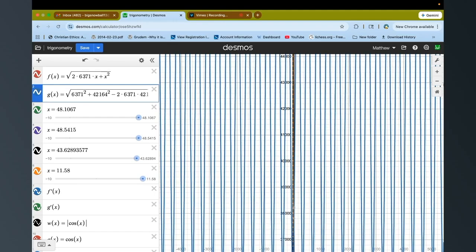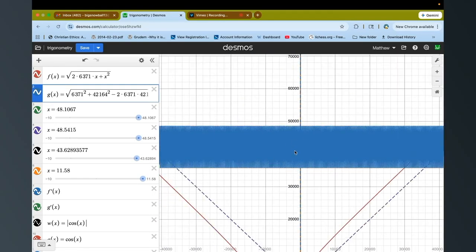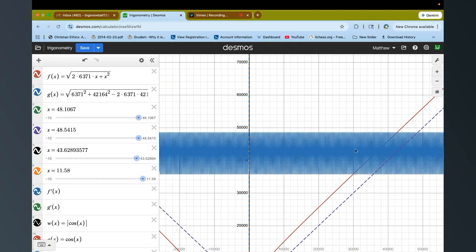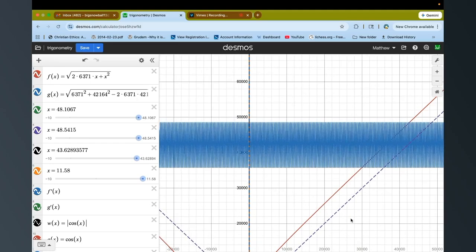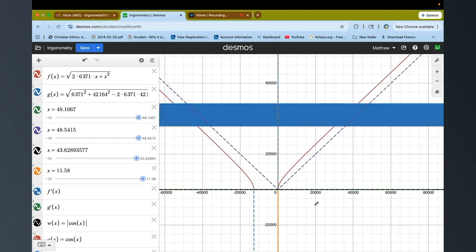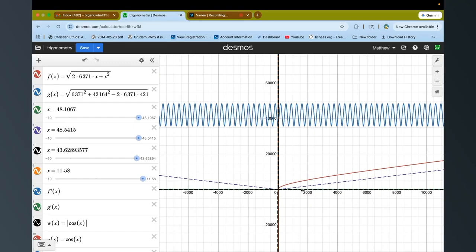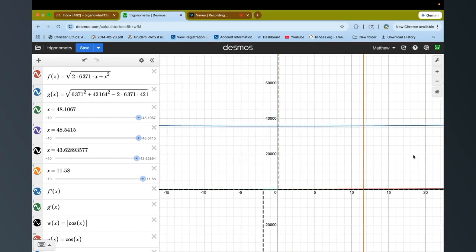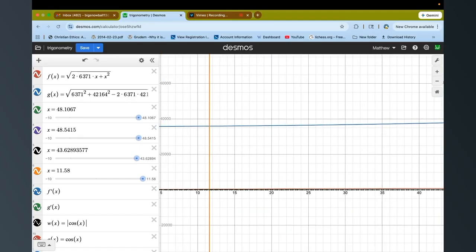Again, this is our cosine wave here. And we can stretch this out, and we get the real cosine wave. Not the real one, but the better one.